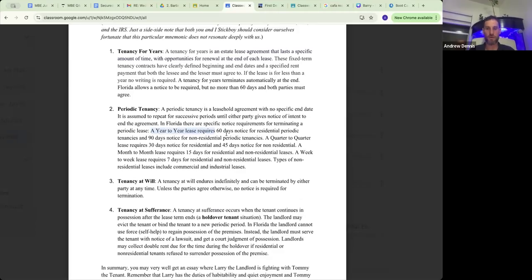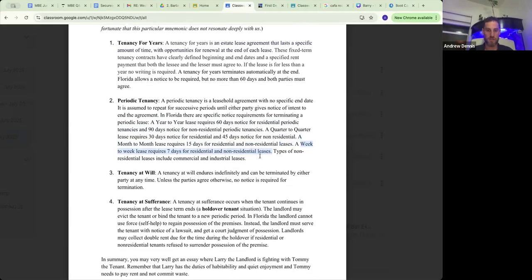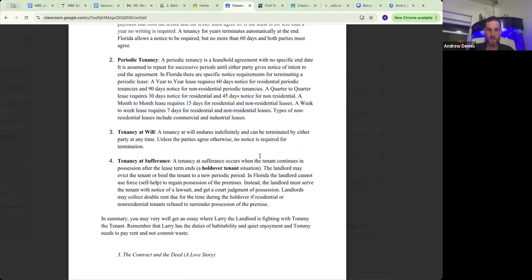So a year-to-year lease requires 60 days notice for residential periodic tenancies and 90 days notice for commercial leases. Quarter to quarter is 30 days for residential and 45 for commercial. And then month to month is 15 for residential and commercial, and week to week is 7 days required notice for residential and commercial leases, right?